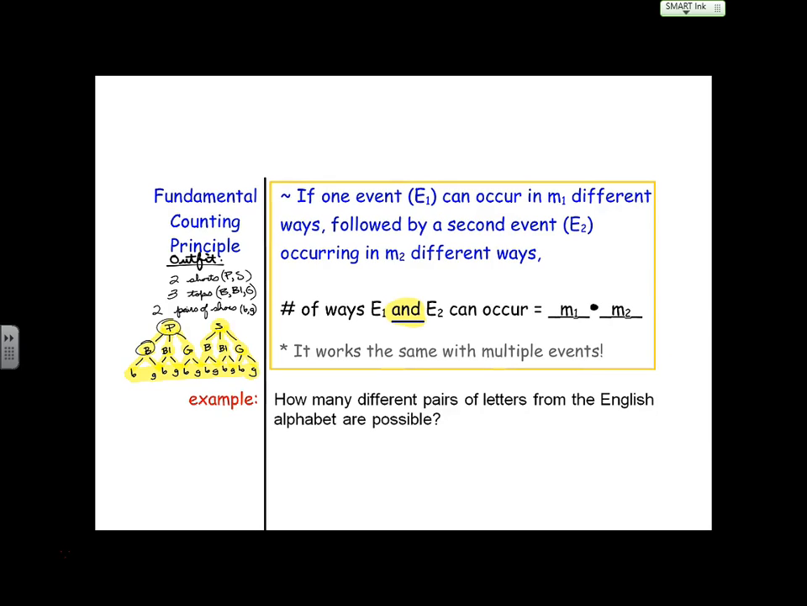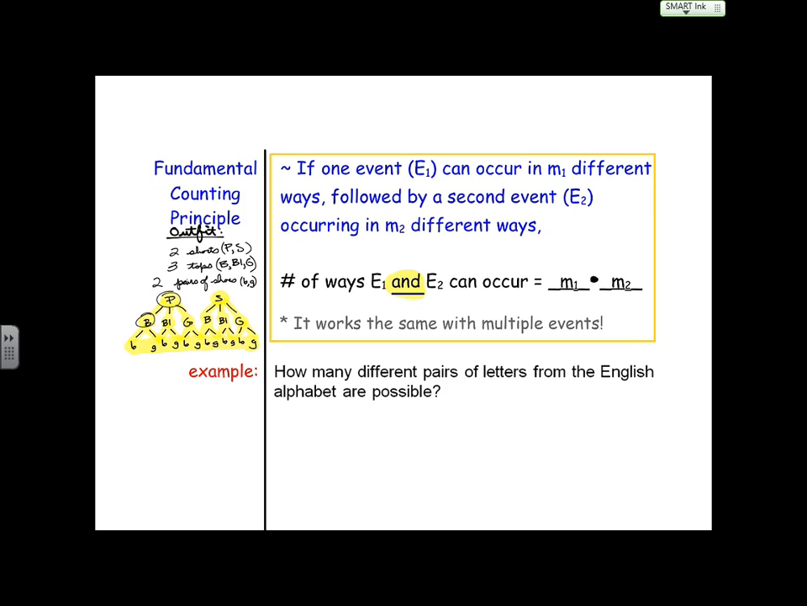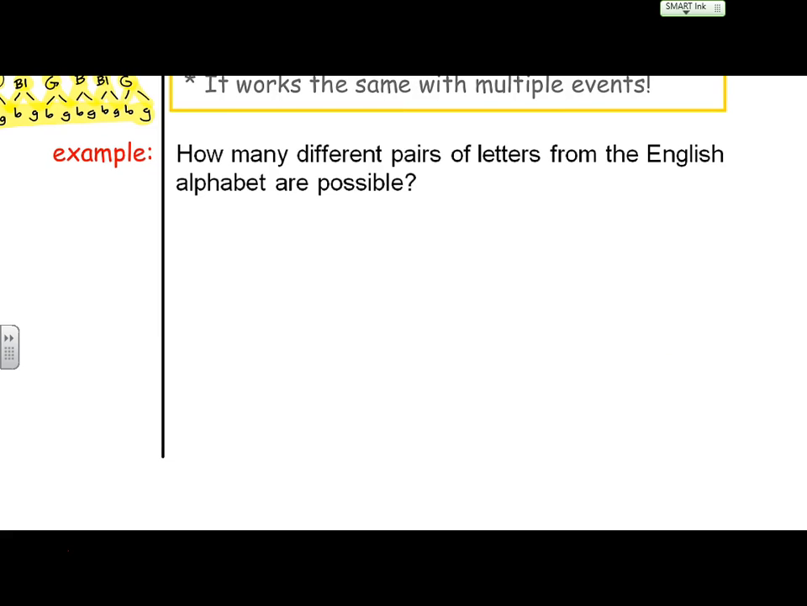It's kind of helpful not only to say whatever and multiply, who cares, but to realize every time there's another option added, it's going to keep branching out, branching out, branching out. Multiplication is the way to go. So how do we apply that to this example?